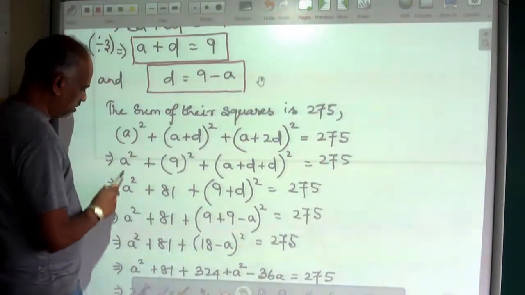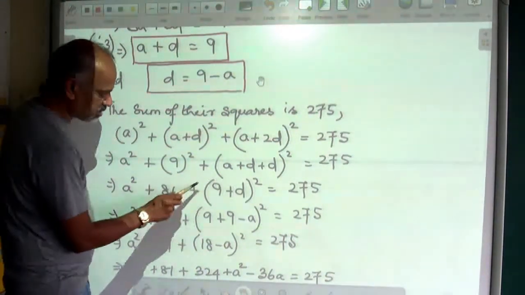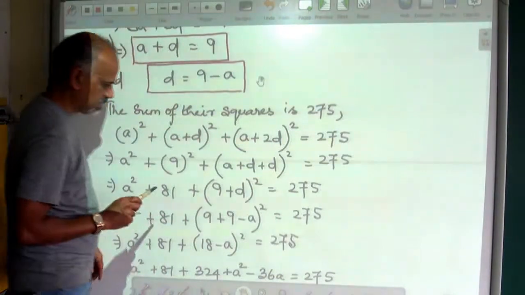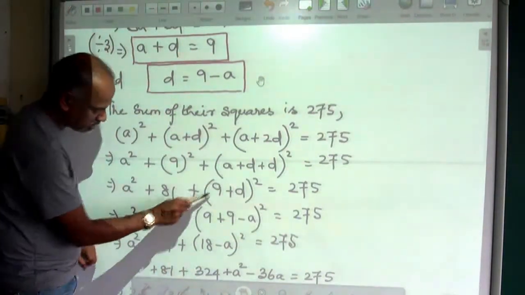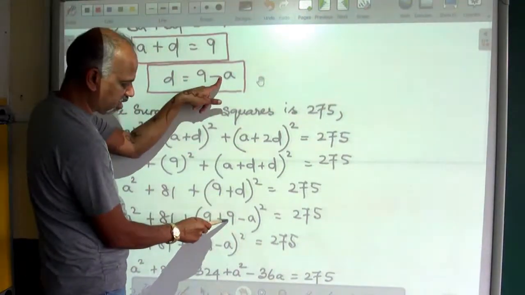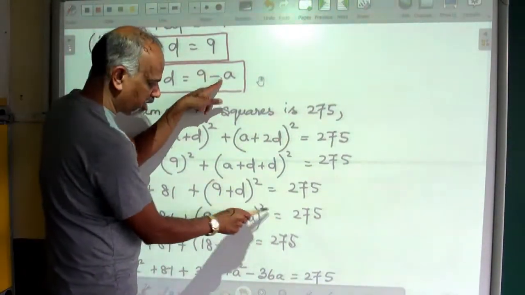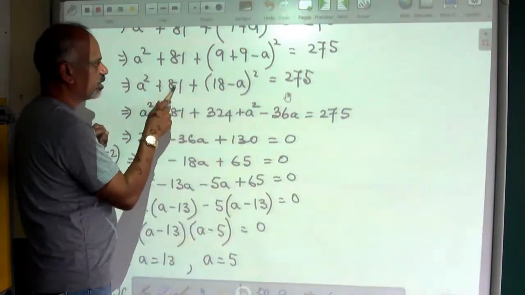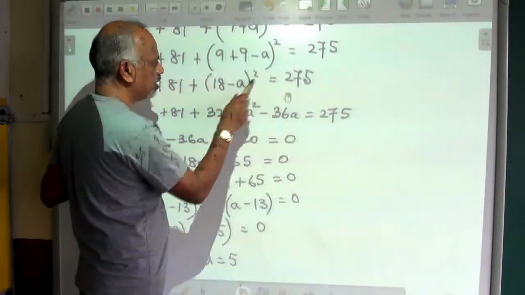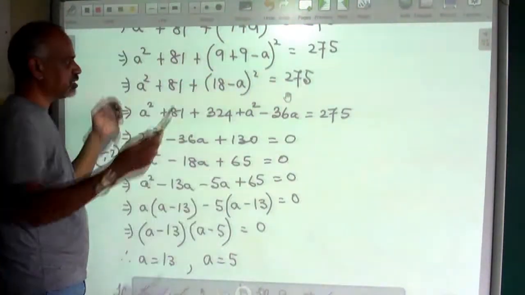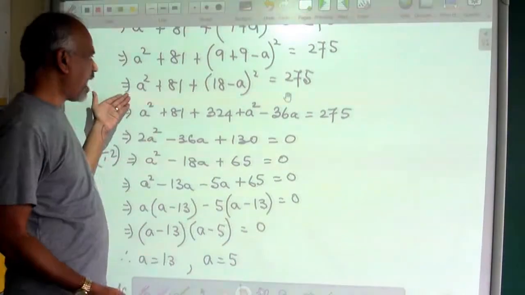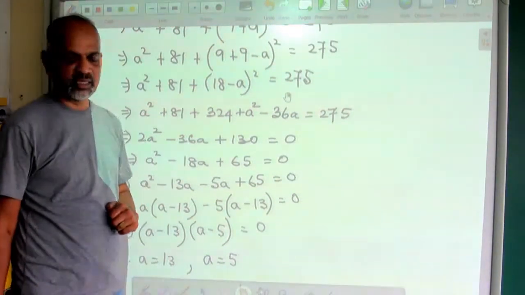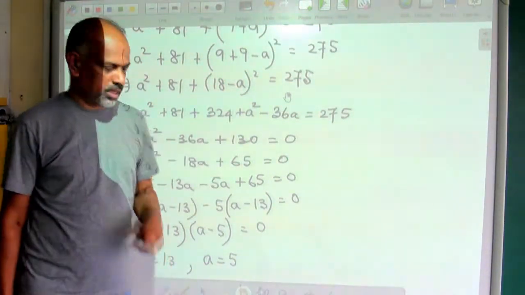So this is A squared plus 9 squared is 81 plus A plus D is 9 plus D is there, whole square is equal to 275. Next step, A squared plus 81 plus this 9 is here. D actually is 9 minus A, that's what I put here instead of D, 9 plus 9 minus A, whole square is equal to 275. Now why did I do all this? So that our equation which we get finally has only A, not two different variables, A and D. So I've changed everything in terms of A.